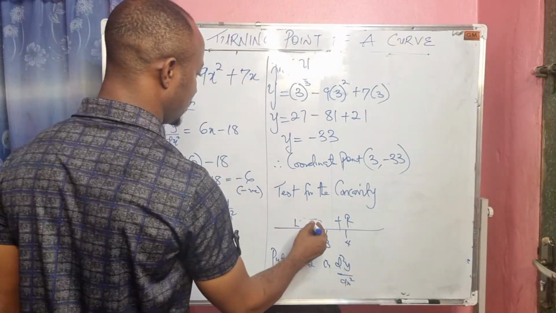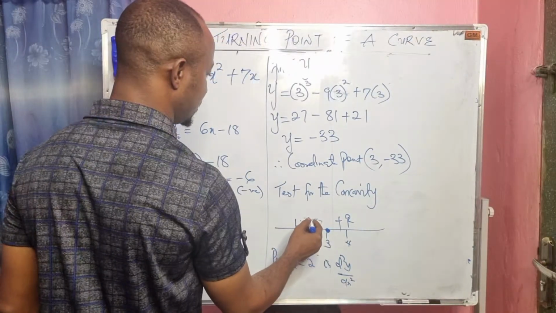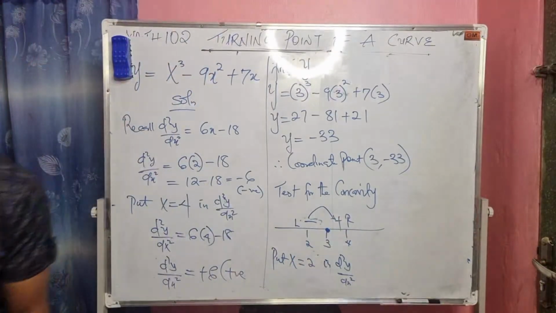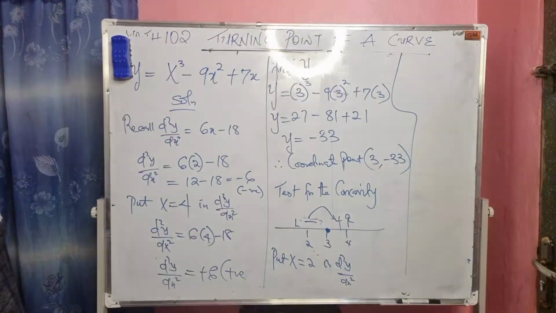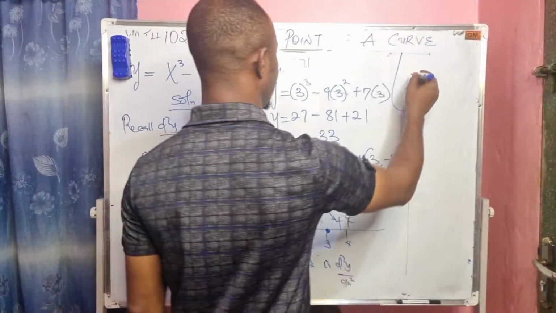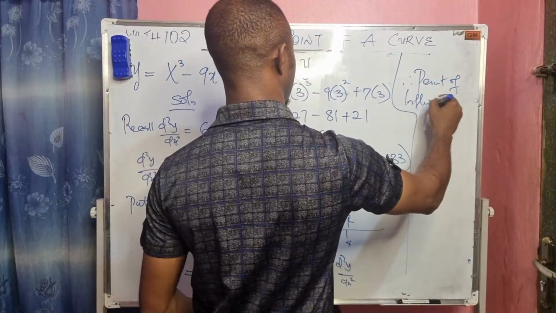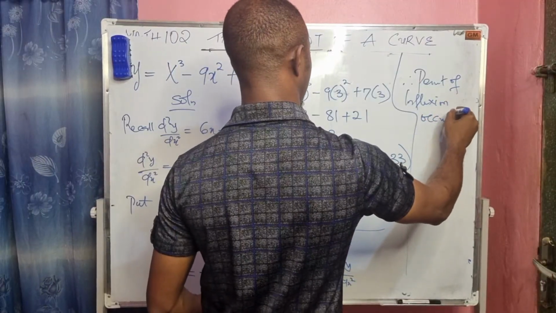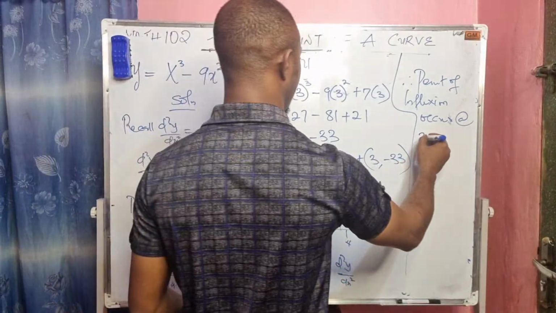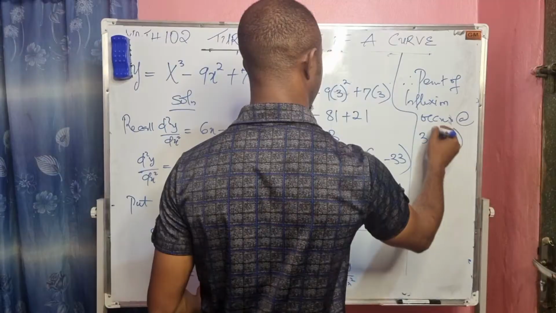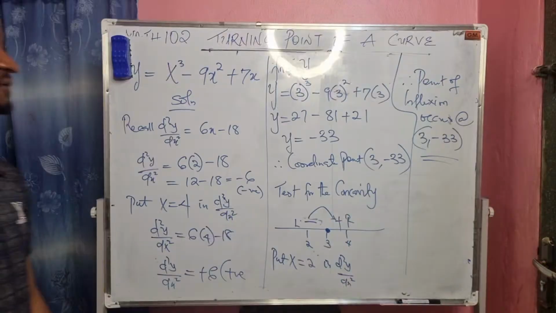So the sign changes from negative, this is our value of x, it changes from negative to positive. Since the sign changes from negative to positive, it means a point of inflection occurs at 3, minus 33. Put this down. Okay, this is just how to find a point of inflection.